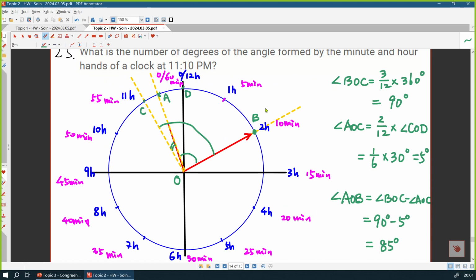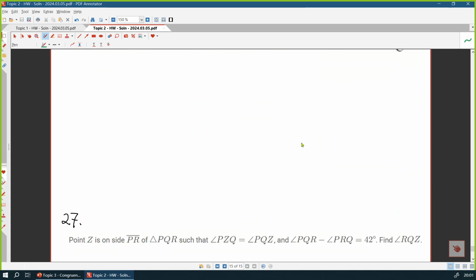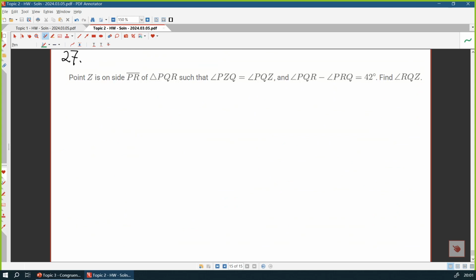All right, so have a look at the solution here. Any questions, just let me know, okay? And I think we'll have a look at one last question of your homework, which is question 27. Last one. Okay, first of all, there is no diagram, so probably it's better to draw the diagram by yourself.